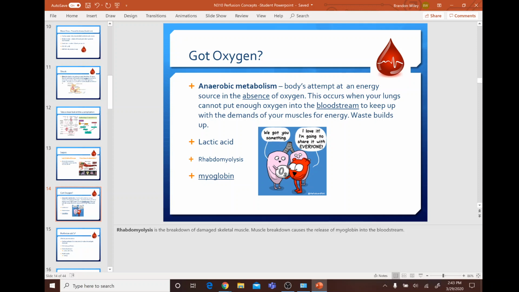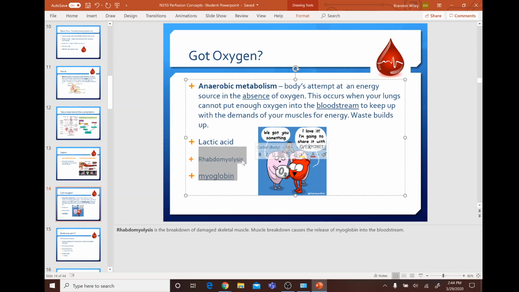So what would you say anaerobic metabolism is? It's your body's attempt at getting energy in the absence of oxygen, so like lactic acid, stuff like that. So when your lungs can't keep enough oxygen in the bloodstream to keep up with the demands of your muscles for energy, waste builds up. It's like the lactic acid. So maybe your lungs are producing 100 liters of oxygen, but you need 150 liters. Then you're going to start producing that lactic acid to build up. It's kind of a good example.